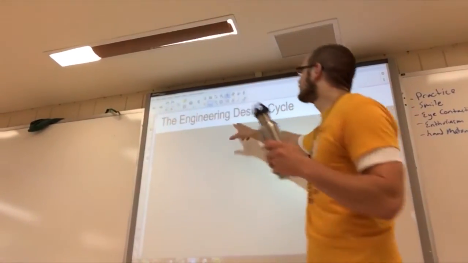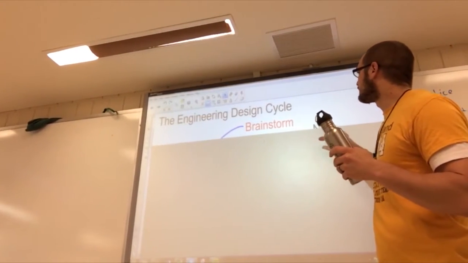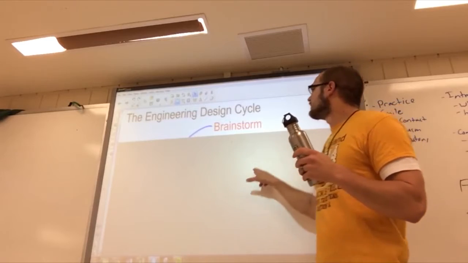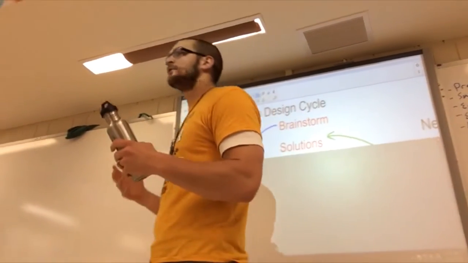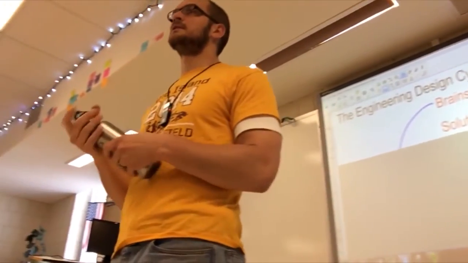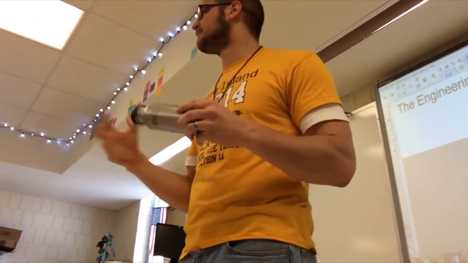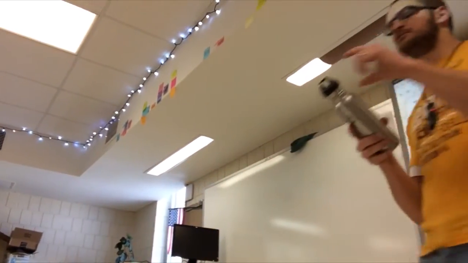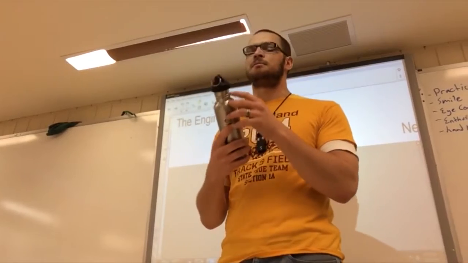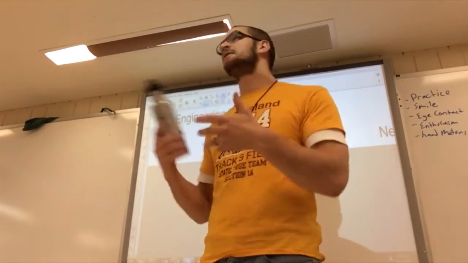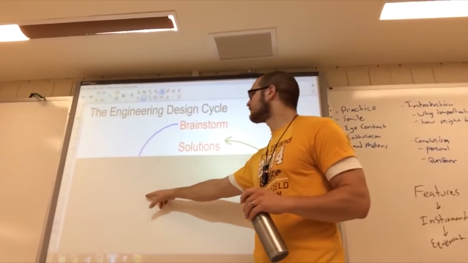Okay? So to begin the engineering design cycle, you end up brainstorming. You brainstorm different solutions to your problem. So you have to say, well, maybe if the cap had bigger threads. Maybe if the water bottle had a much bigger mouth. That was a tiny mouth before. Maybe if it's made of stainless steel. Different ideas for how to make it better.